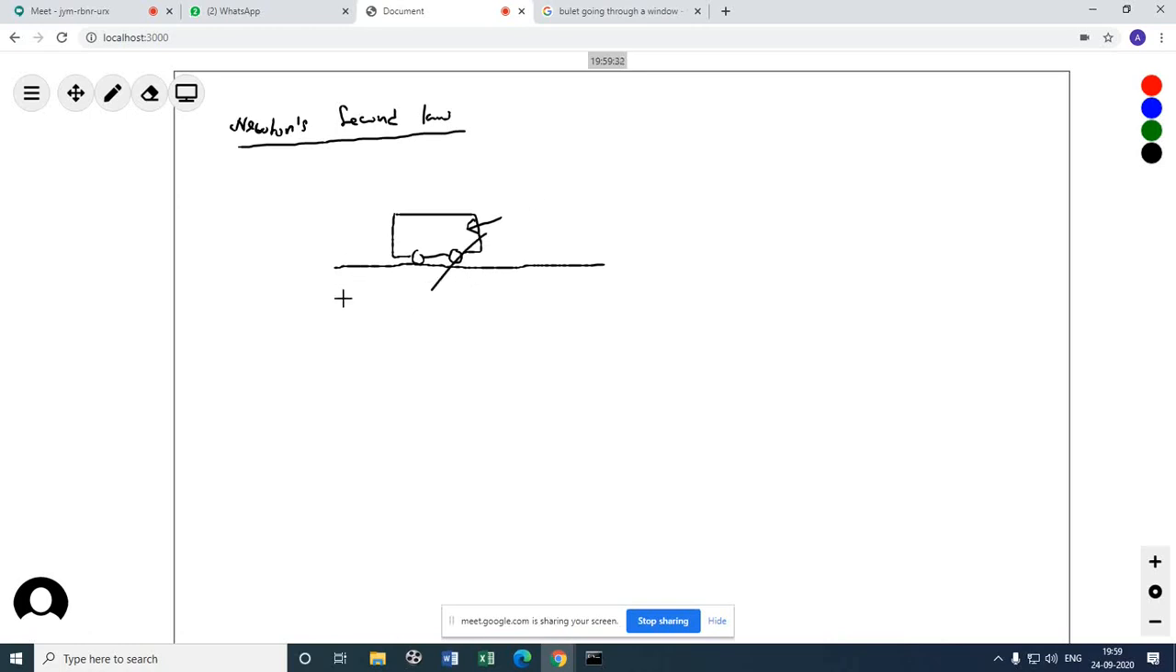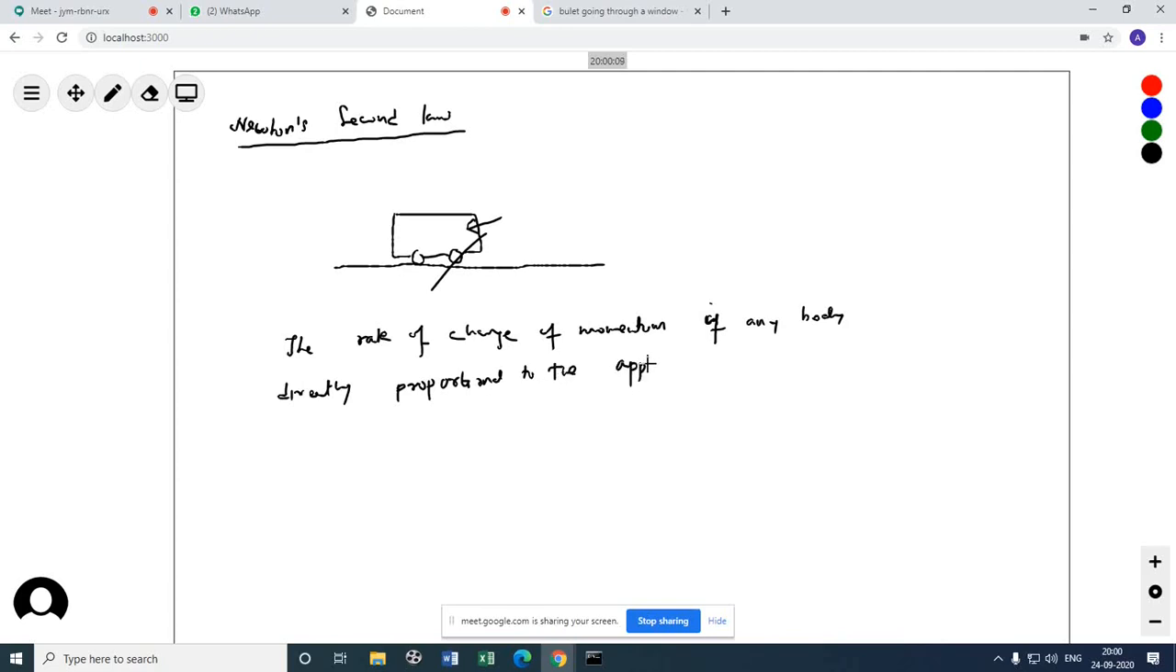That means Newton's second law of motion states that the rate of change of momentum of any body is directly proportional to the applied external force. So the first thing says the body will be at rest.